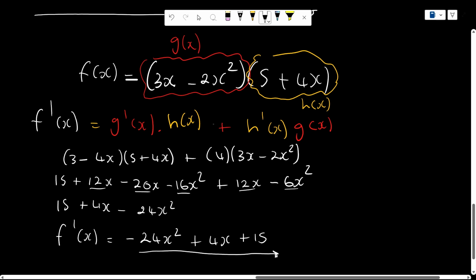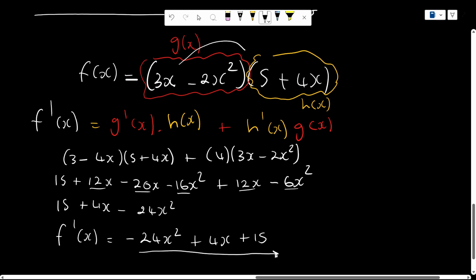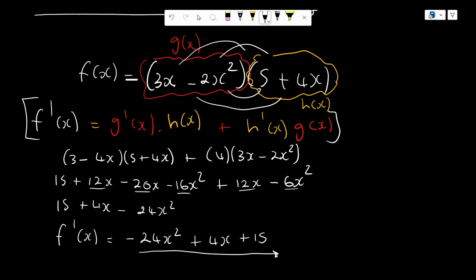But yeah, so this is how we could use the product rule without having to expand the bracket and then differentiate thereafter. We could use the product rule to differentiate two functions that are multiplying each other.